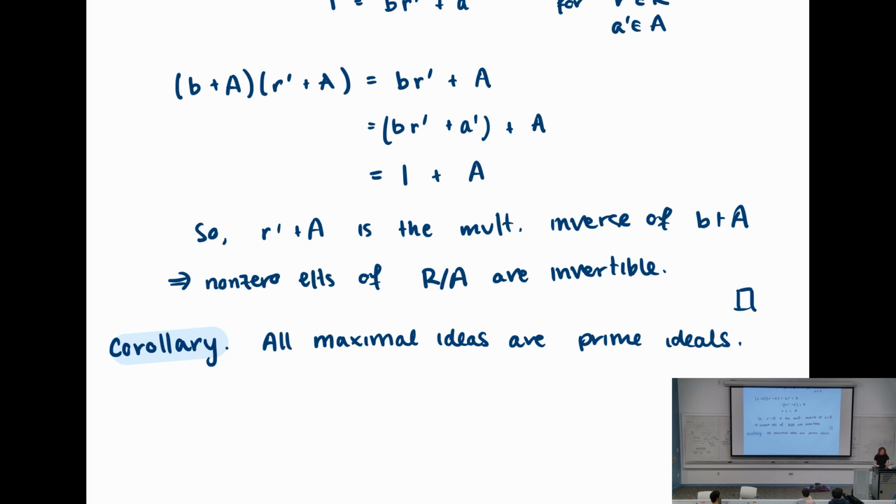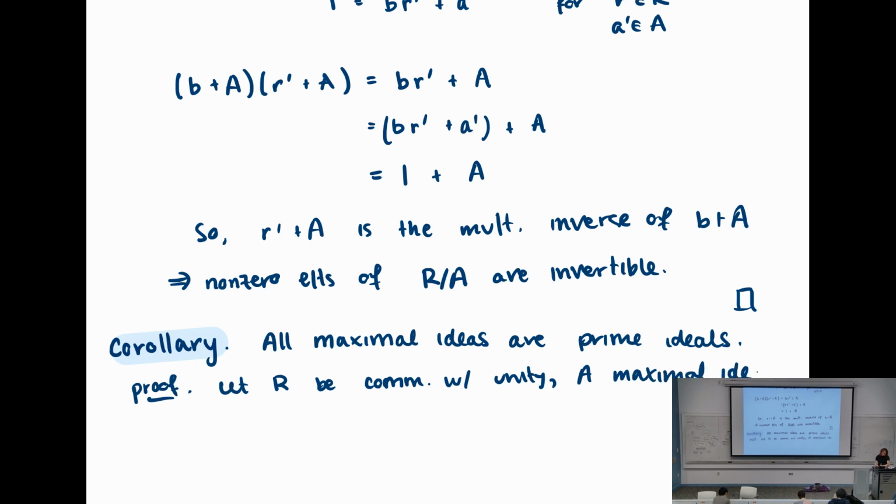Okay, let's see how the proof of this goes. Okay, so let R be a commutative ring with unity, and A a maximal ideal. Then we just showed that R mod A is a field.